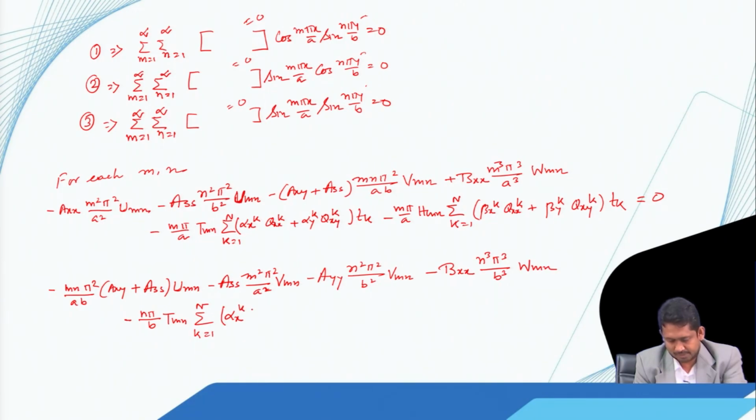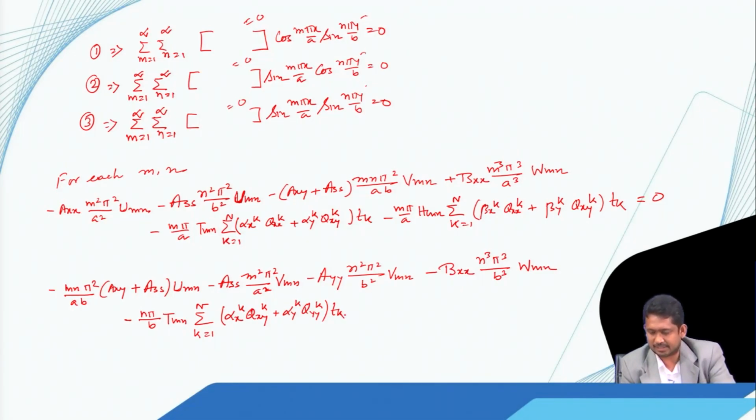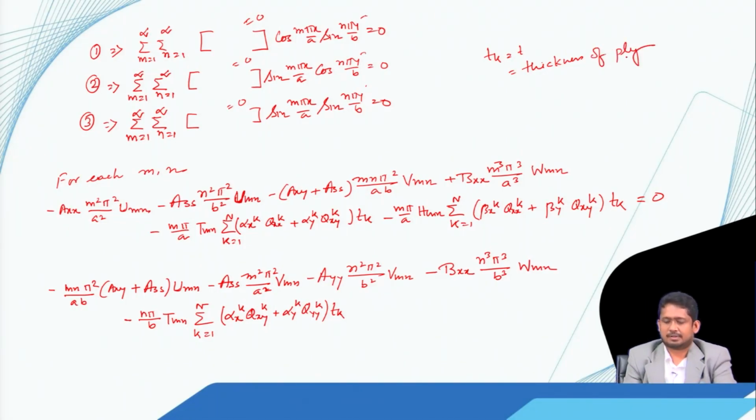Alpha x for the kth ply multiplied by qxy for the kth ply plus alpha y for the kth ply multiplied by qyy for the kth ply into Tk. Tk is the thickness of each ply, and here actually Tk is equal to T, the thickness of ply. So, we are assuming that each ply has the same thickness. So, Tk is equal to T.